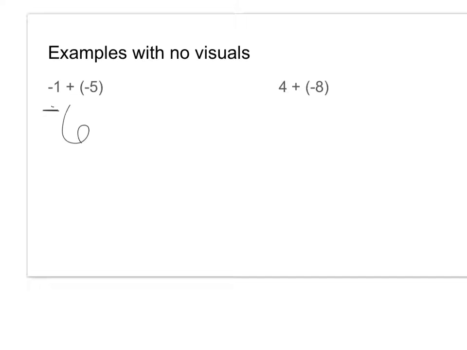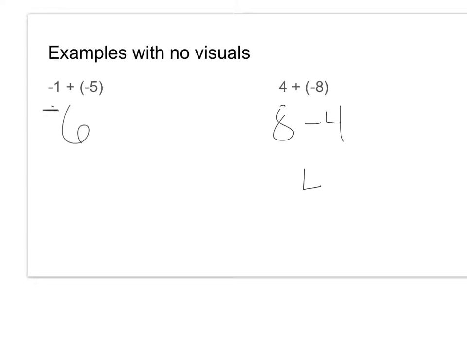Our second problem is 4 plus a -8. Looking at these numbers, we see that they have different signs. Our 4 is positive, our 8 is negative. So you're going to want to subtract them. We know we're going to do 8 minus 4.